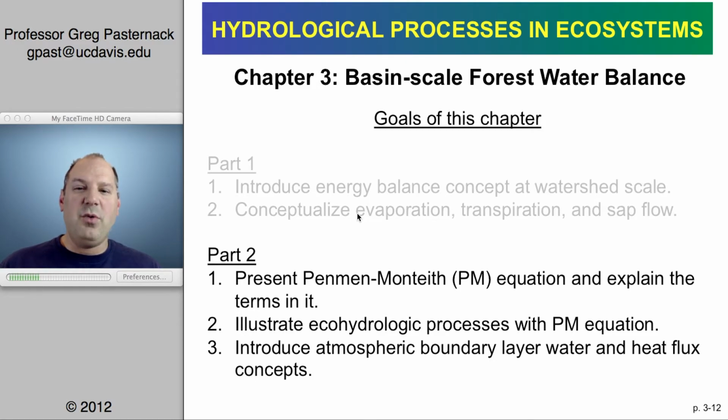And to do that, we're going to focus on one equation, but it is a doozy. I have to warn you. It's called the Penman-Monteith equation. And what I'm going to do is present the equation, the concepts behind it, and the terms that are in it, and then illustrate some of the aspects of that equation and how well it works.